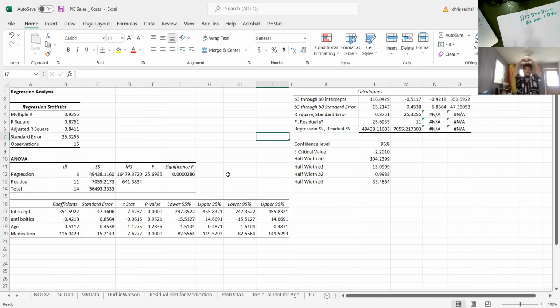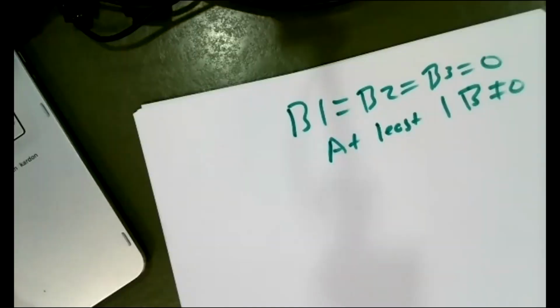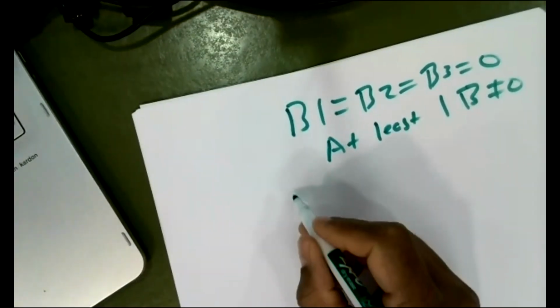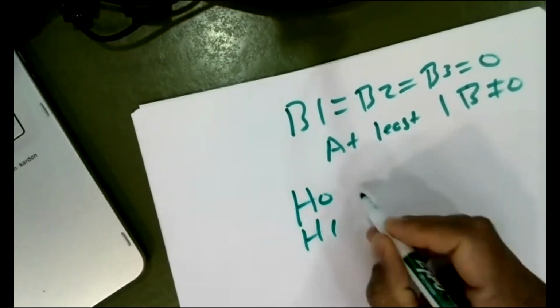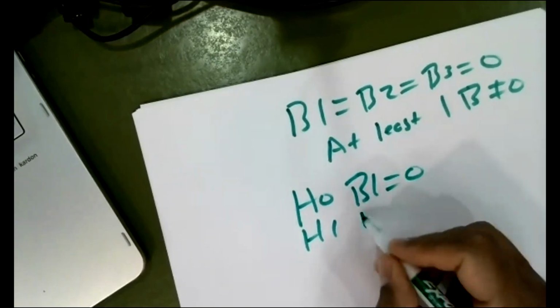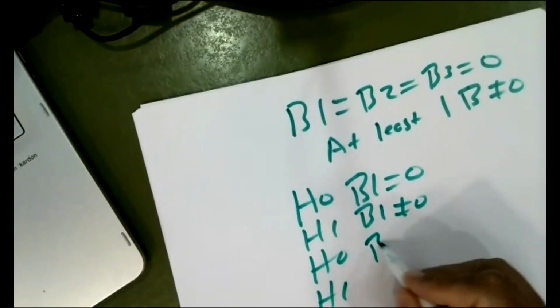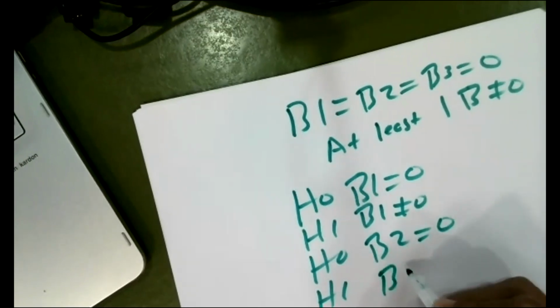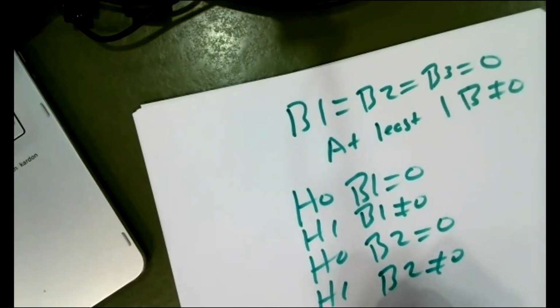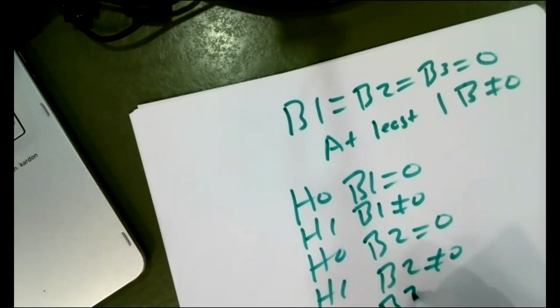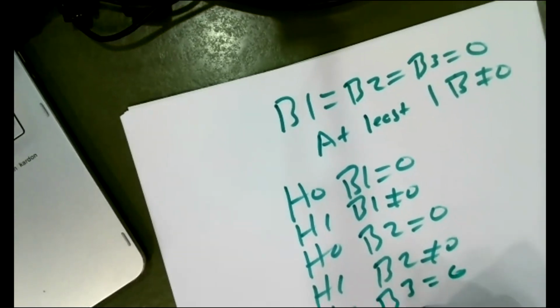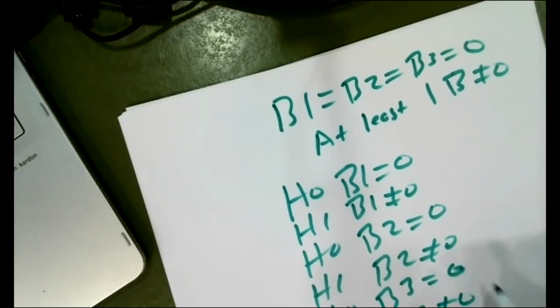Which one? So now we're going to need to test to see which one doesn't equal 0. So we're going to write a hypothesis for each one. B1 equals 0, B1 does not equal 0. B2 equals 0, B2 does not equal 0. B3 equals 0, B3 does not equal 0. We need to check each and every one.